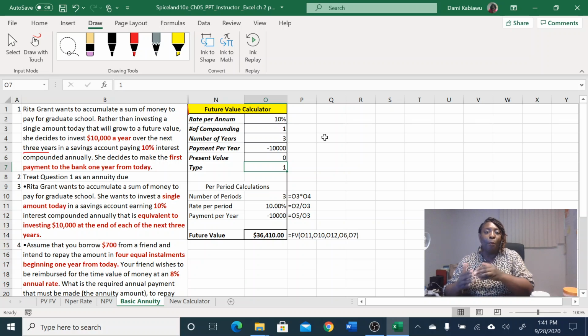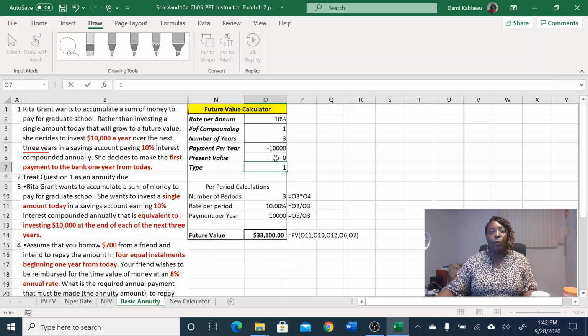Ordinary annuities are more common than annuity dues. Okay, so again, 0, it's worth 33,100. If it is 1, it will grow to 36,410.